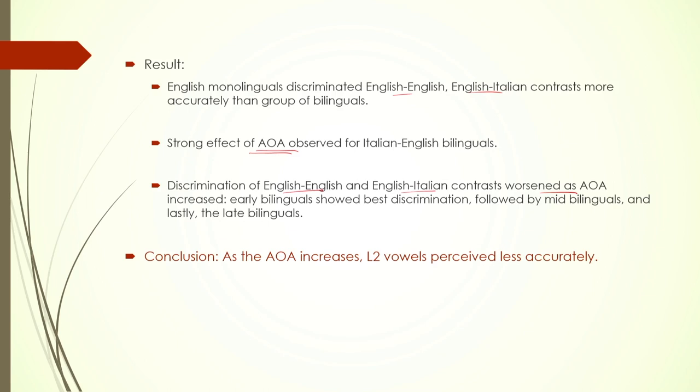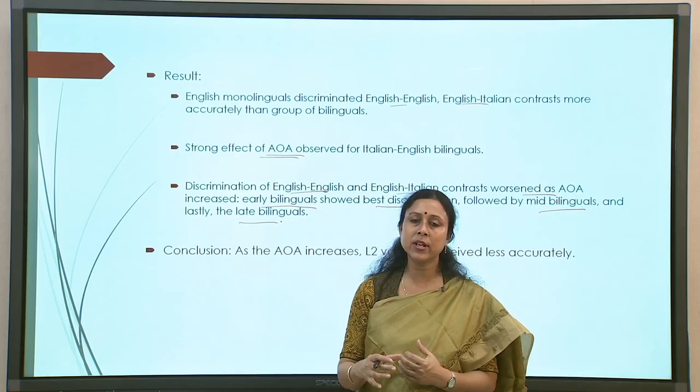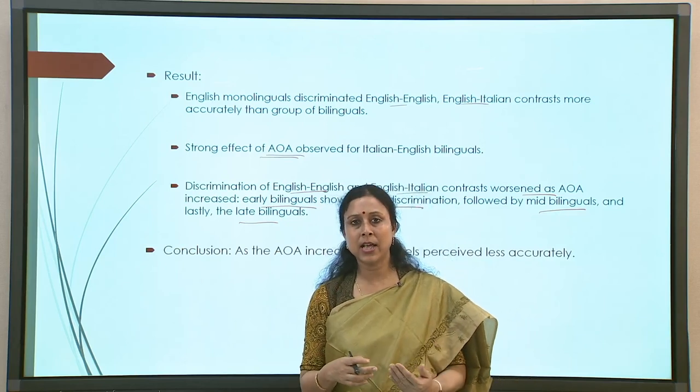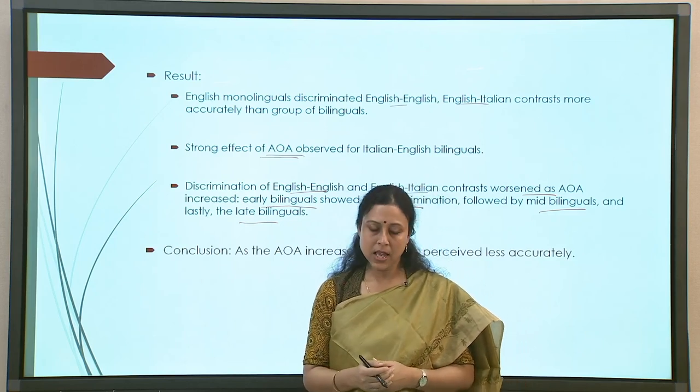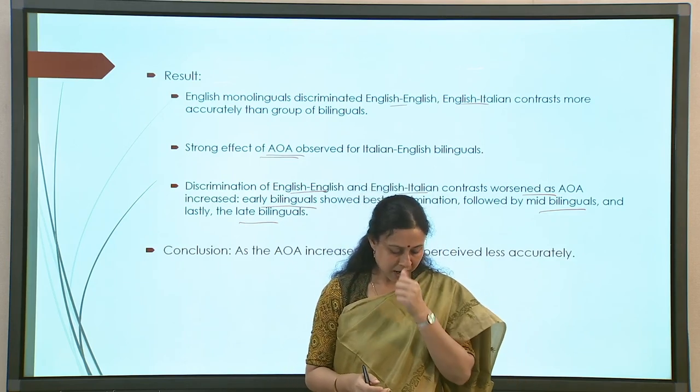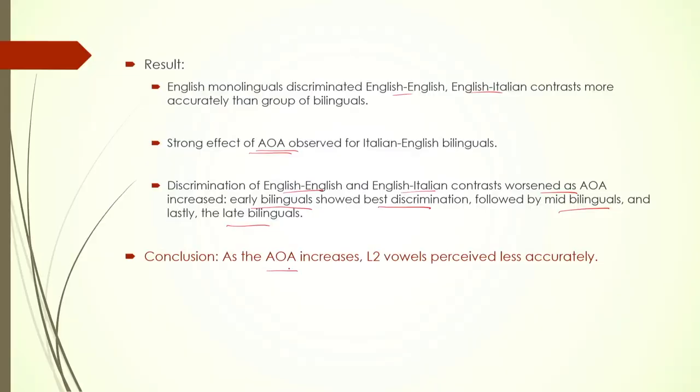So, as the AOA increased, meaning they have fewer years of exposure to the second language, they were doing pretty badly in discriminating this kind of English-English and English-Italian vowels. Early bilinguals showed the best discrimination, followed by mid bilinguals and then lastly by late. So, there is a strong correlation between the age of arrival or age of acquisition of the second language in this case and their performance in the vowel discrimination task. The basic conclusion here is that as the AOA increases, L2 vowels are perceived less accurately.